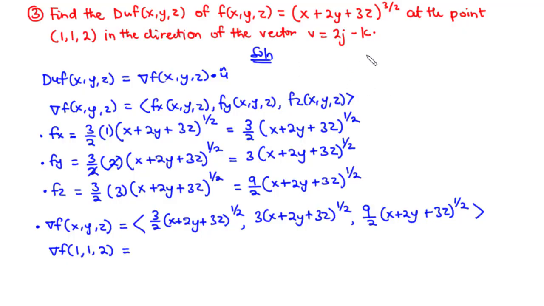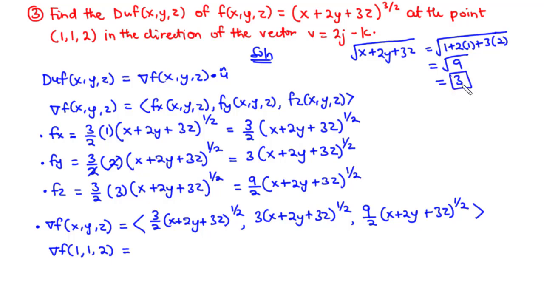So let's say we have (x + 2y + 3z) to the exponent half, and then we can represent this as the square root of the expression we have. We have x to be 1, so 1 plus 2y, y is also 1, and then 3 times z, z is 2. So this becomes 1 plus 2 plus 6, and that is 9. So the square root of 9 is equal to 3. So we have 3 here.